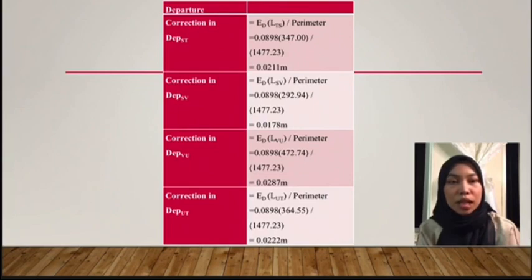And the last one is correction in departure UT, ED times LUT in bracket per perimeter. The value of ED is 0.0898 times LUT in bracket 364.55 per perimeter, 1477.23, and the answer is 0.0222 meter.